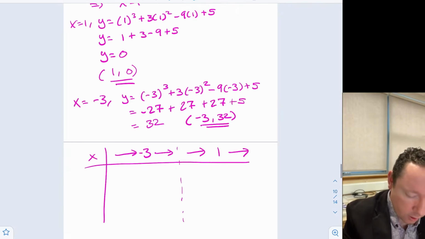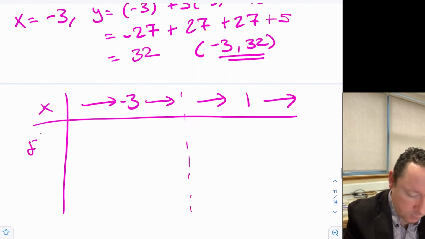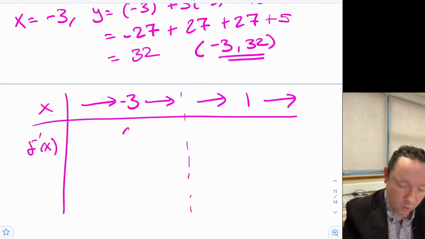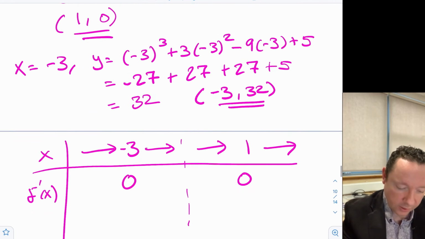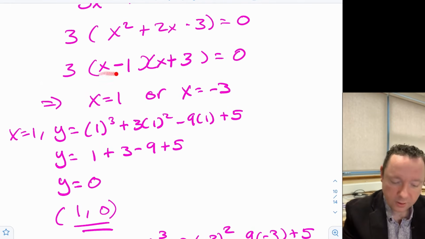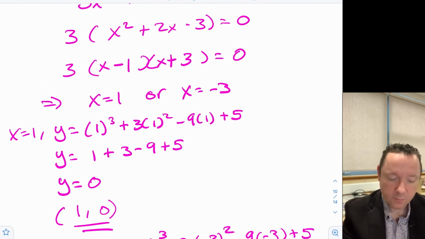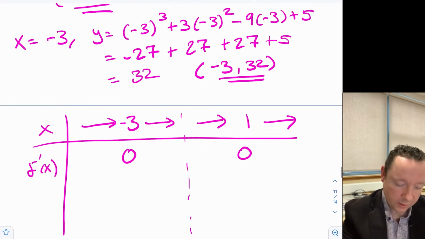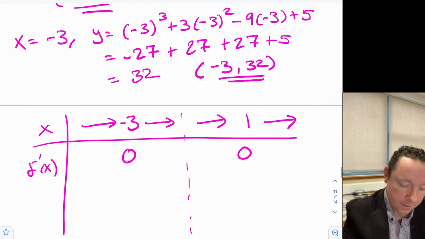So then we're just looking at our derivative, f dash x. So picking numbers, we know that at -3 it's 0, and at 1 it is 0. So we need a number less than -3. Now, it's always best to examine the derivative already factorised. So just pick a number less than -3. Let's just pick -4. -4 minus 1 is negative. -4 plus 3 is negative. A negative times a negative is a positive. So I know it's positive before -3. So I can just write that.